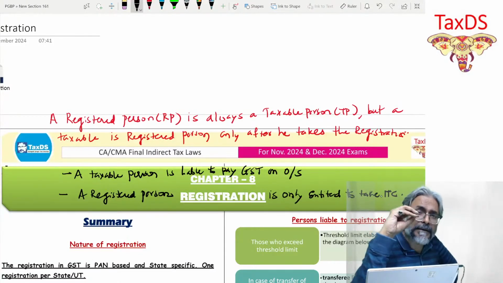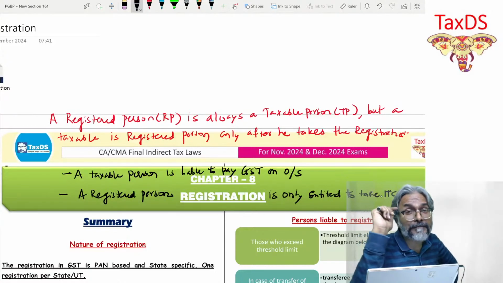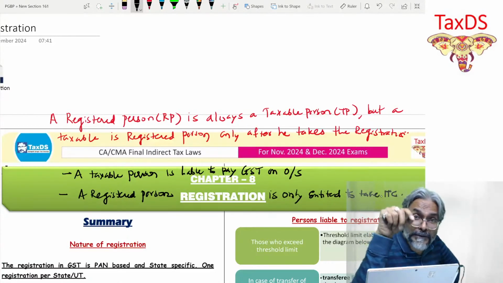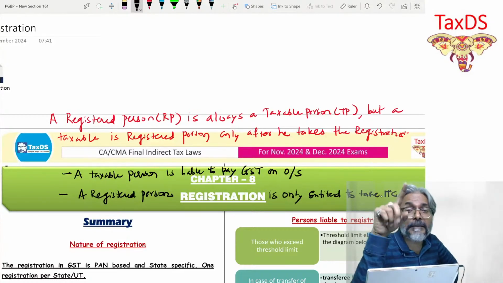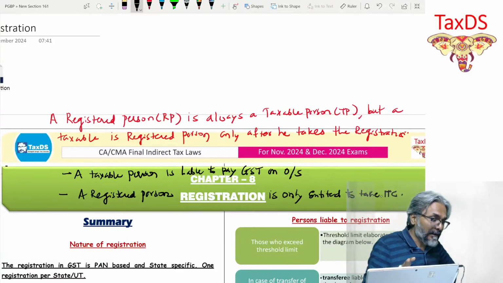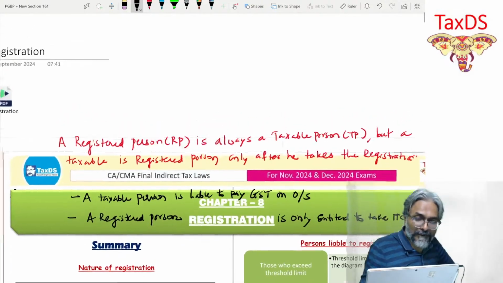Okay, but what about the ITC part? Can a taxable person who is not yet registered take the ITC? And the answer is no. That taxable person cannot take the ITC. So to take the ITC, he needs to get himself registered, student. Fine. I hope that all of you are clear with this one.